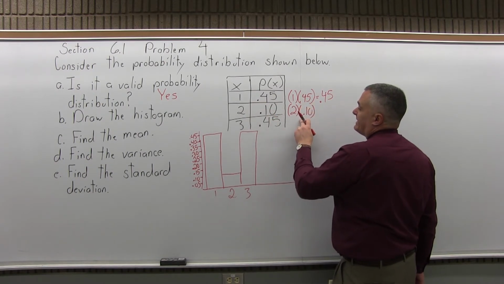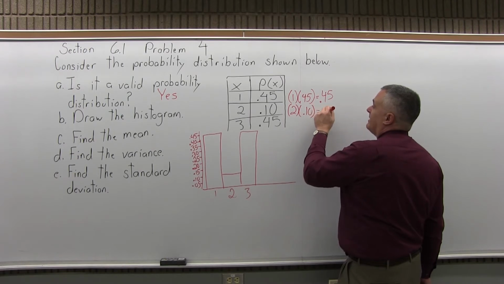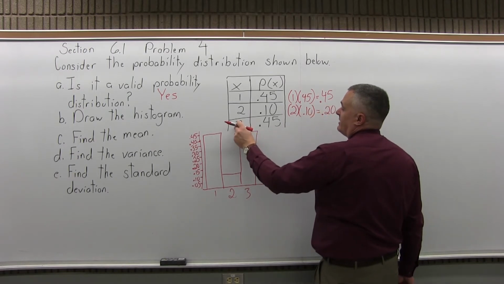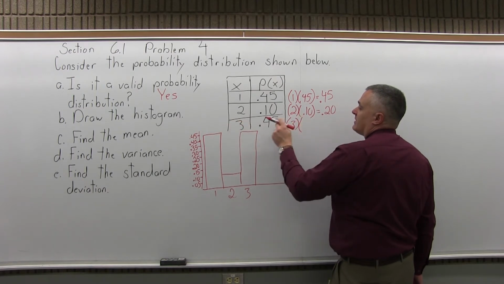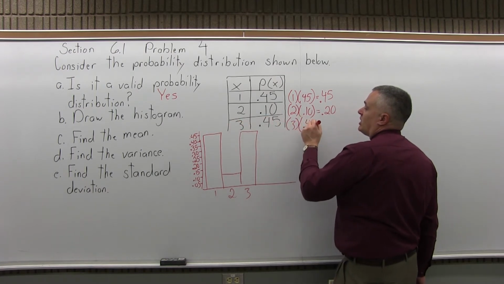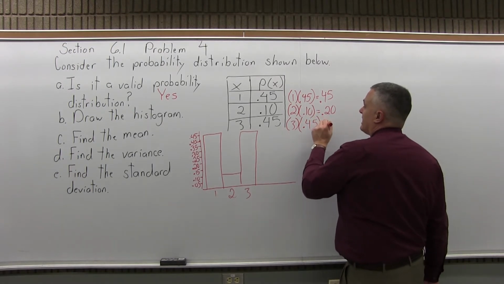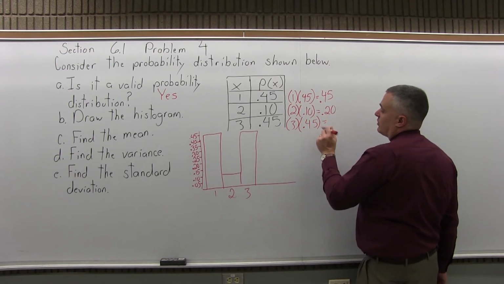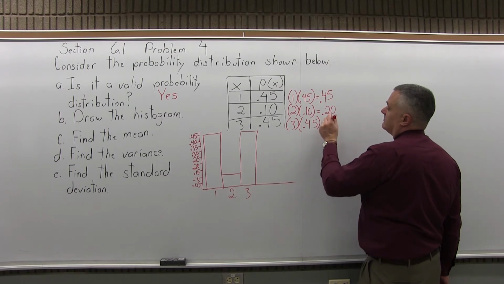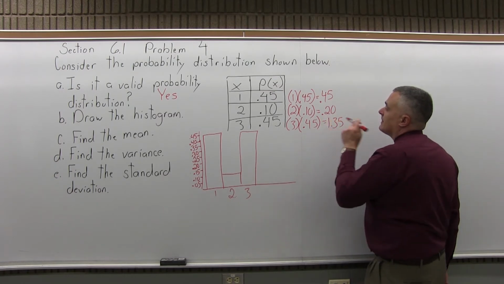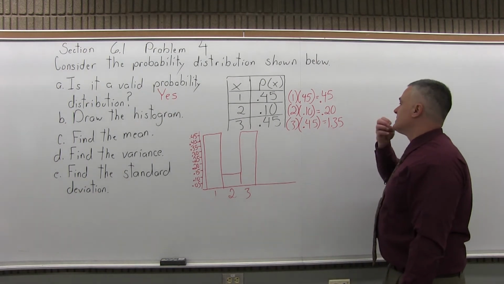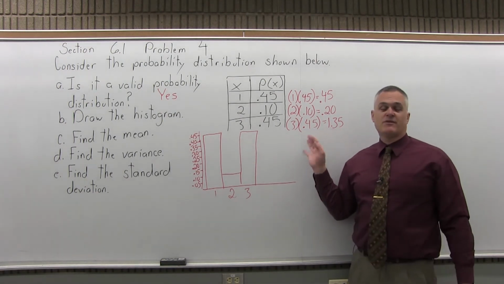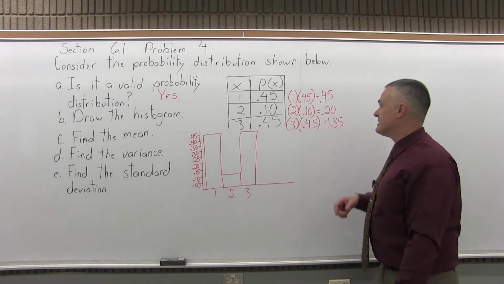2 times 0.10 will be 0.20. And then the third row, the number from the first column is 3, times the number in the second column is 0.45. So 3 times 0.45 is 1.35. And now if you add these up, again, think of it as money. Adding them without the calculator is tough until it's money. Once it's money, it's very easy.